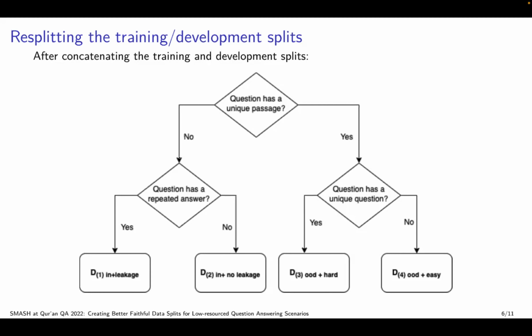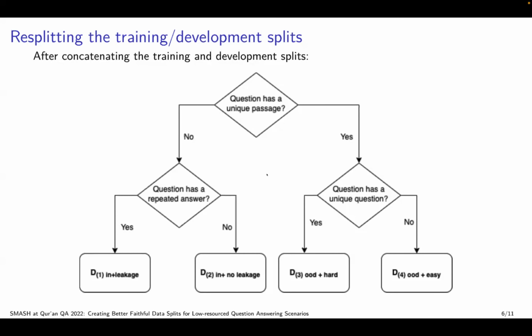If not, then it's a repeated passage, and we see if this repeated passage actually has a repeated answer. If that's the case, then this is the first bucket, which is more of a leakage, because the passage is not unique, and the answer is repeated with different questions or different triples. If the answer is unique, then we say this is still in domain because the passage is being used more and more, but the answer is unique, so there is no leakage.